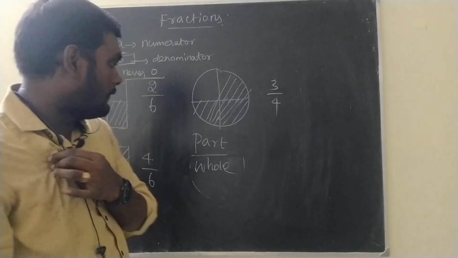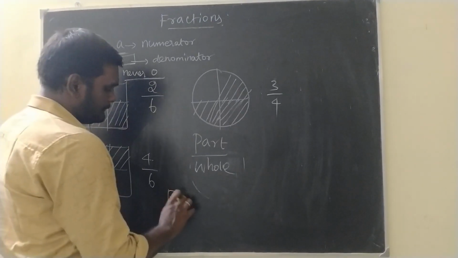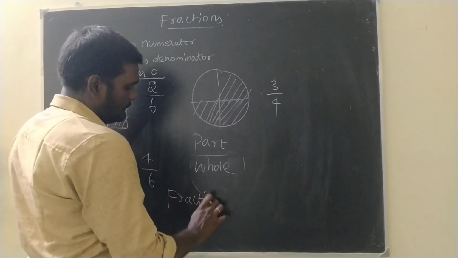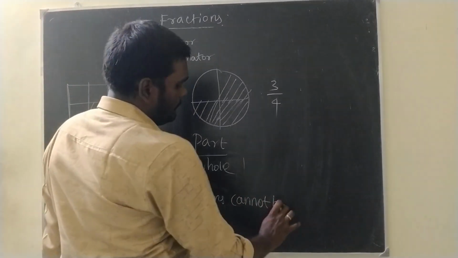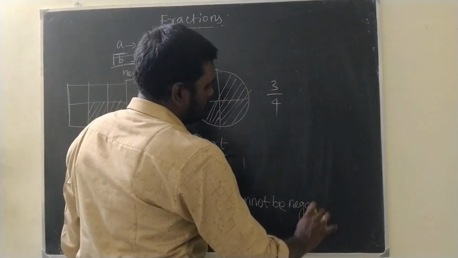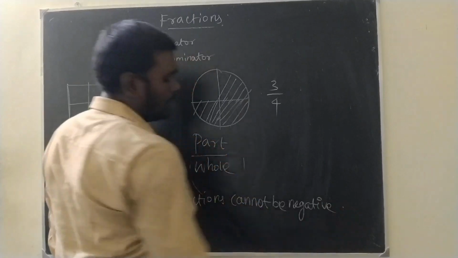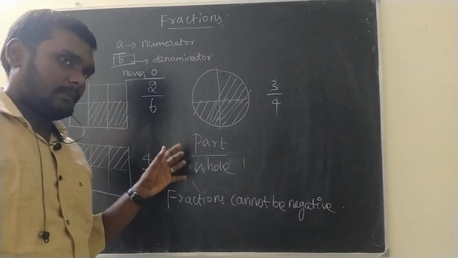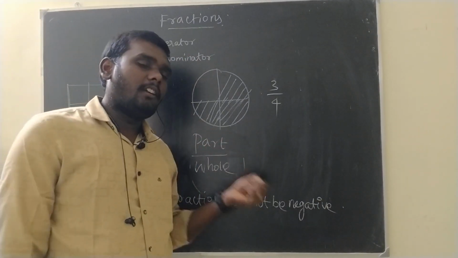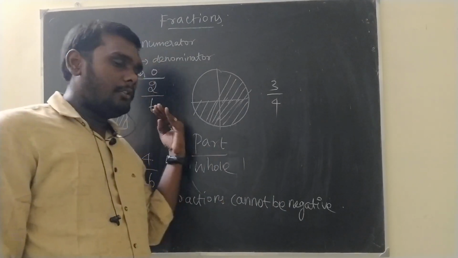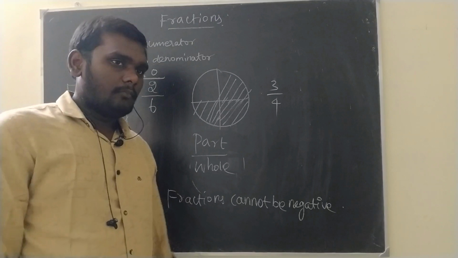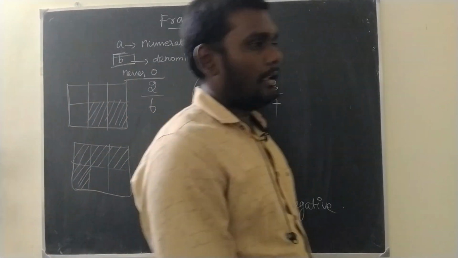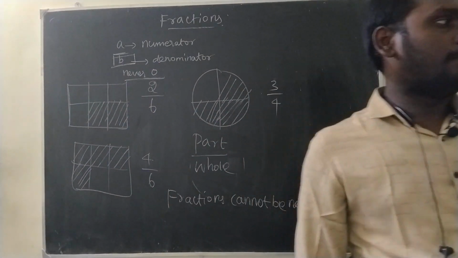Also, fractions cannot be negative, because we are denoting the number of things, and the number of things cannot be negative. That is why we don't use negatives in fractions. Okay, that is it. Now there are some types of fractions.